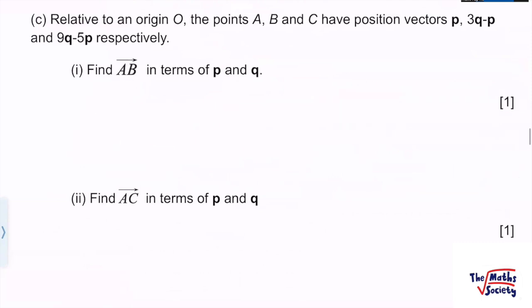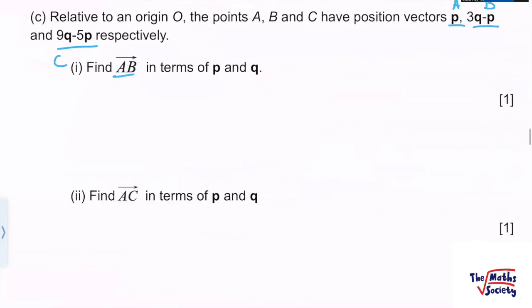So for part C, it says that relative to an origin O, points A, B, and C have these position vectors. So you just need to find AB. So AB is just OB minus OA. And OB is 3Q minus P, OA is just 2P, so you get 3Q minus 2P.